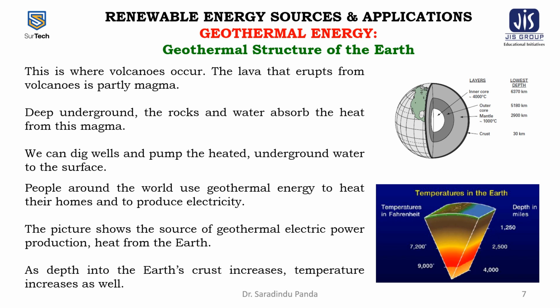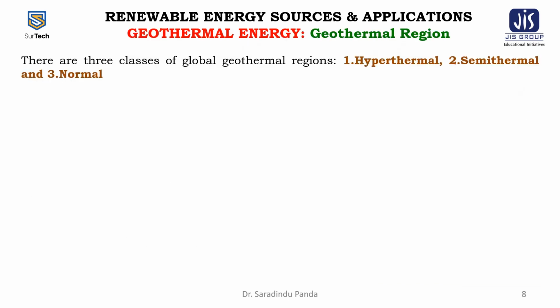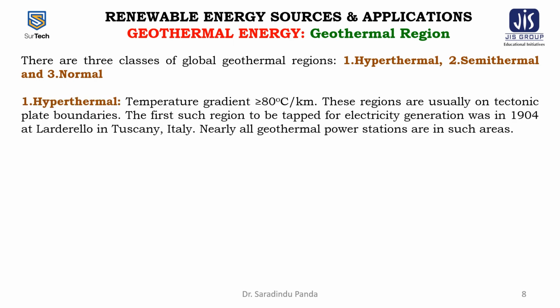The picture shows the source of geothermal electric power production, heat from the earth. As depth into the earth's crust increases, the temperature increases as well, as shown in the figure. There are three classes of geothermal regions. One is called the hyperthermal, the second is called the semithermal, and the third one is the normal. The hyperthermal, where the temperature gradient is greater than 80 degrees centigrade per kilometer. These regions are usually on tectonic plate boundaries.